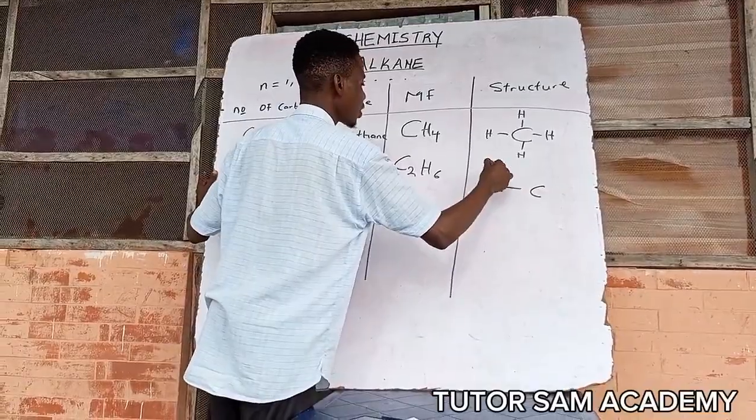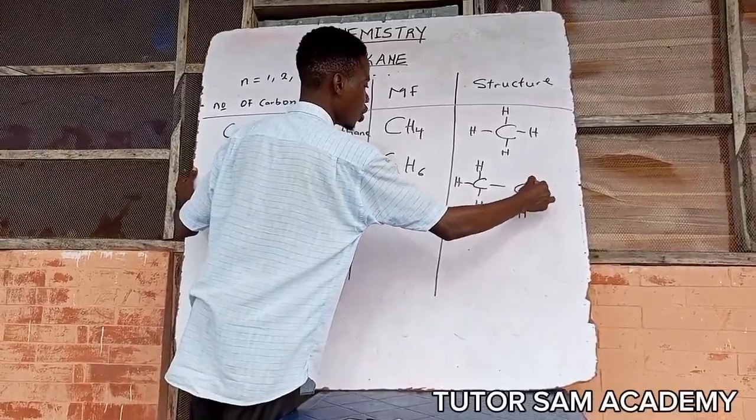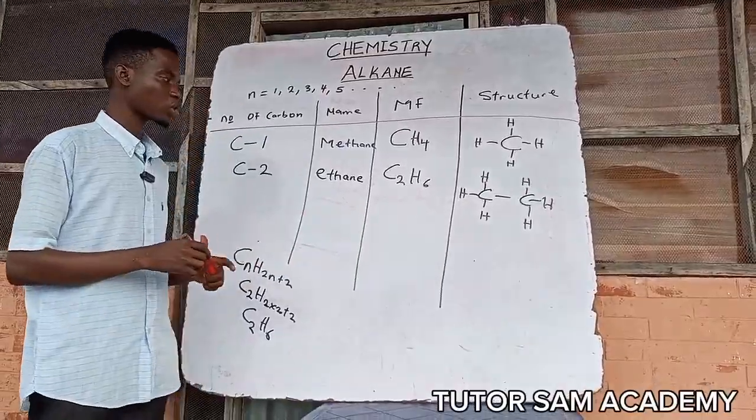Then each carbon will be saturated with hydrogen. So this is the structure of ethane. This is a very good structure of ethane.